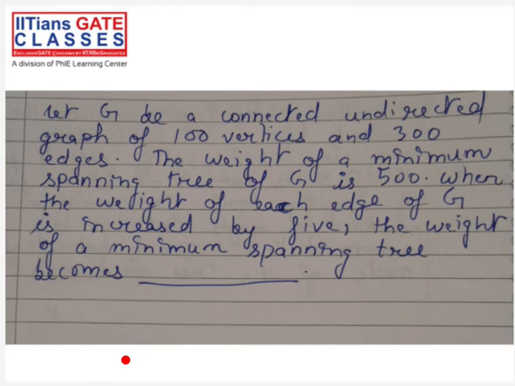Okay. So let's see the solution for this. Let G be a connected undirected graph of 100 vertices and 300 edges. Okay. The weight of the minimum spanning tree of G is given to you as 500. Now the weight of each edge is increased by 5.